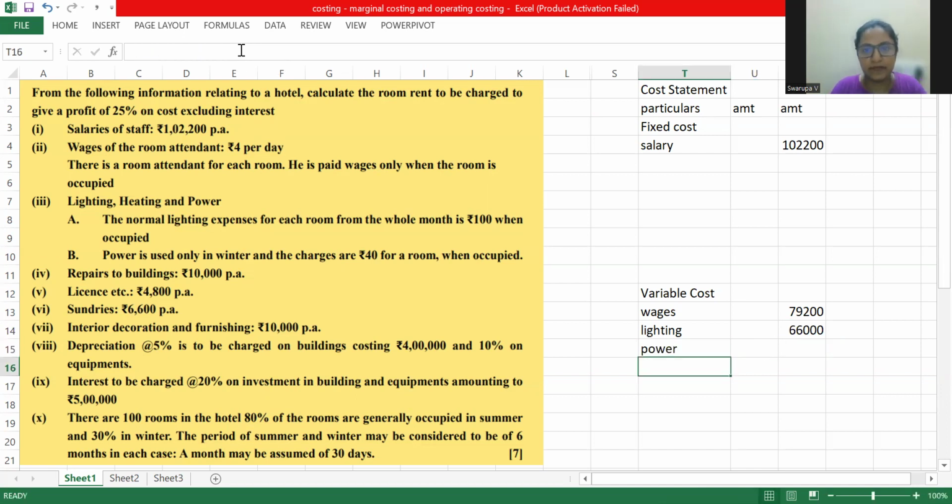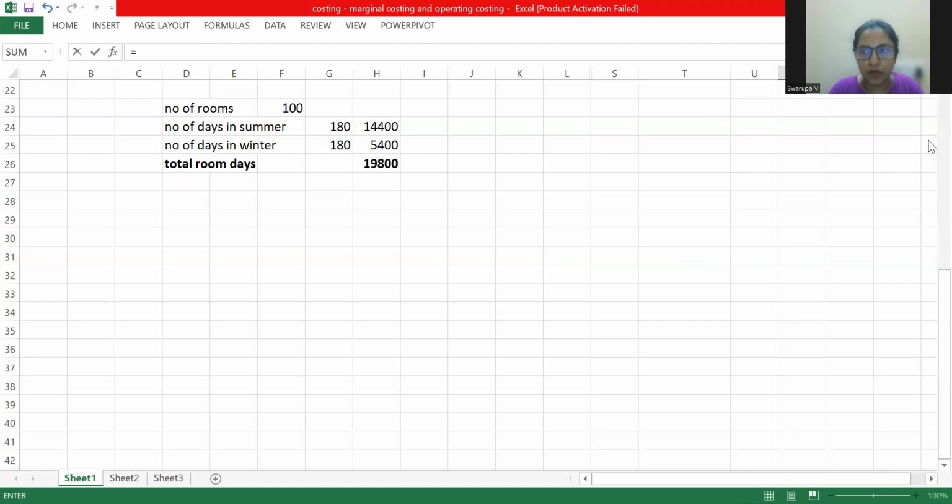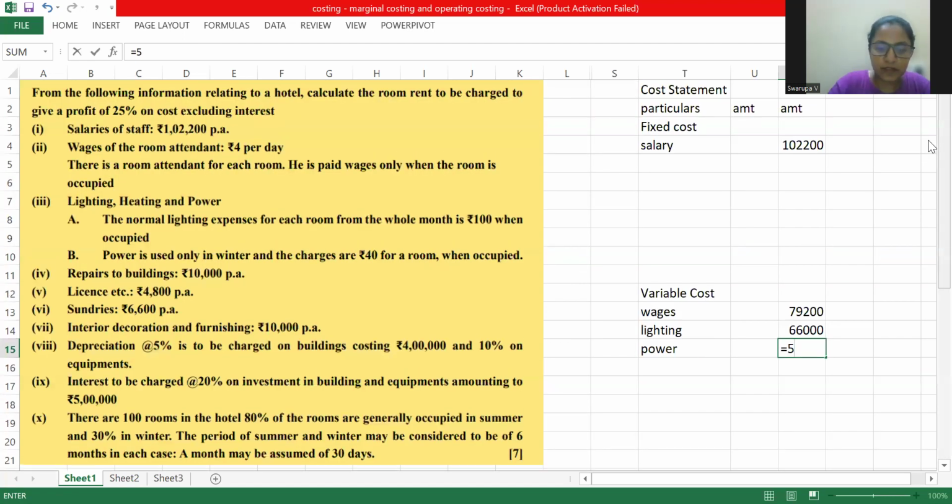Next is power. Power is again charged only during winter, at 40 rupees per month. So during winter, how much were my room days? It was 5,400 room days. So I'm just dividing it by 30, I get the data in months, and for the number of months, 40 rupees. Okay. Power.